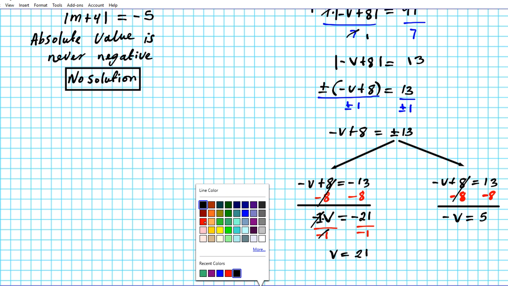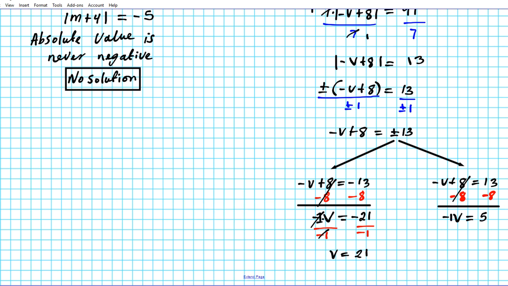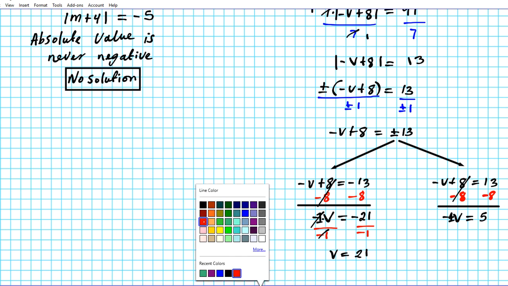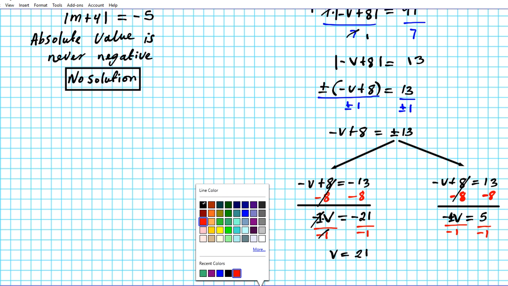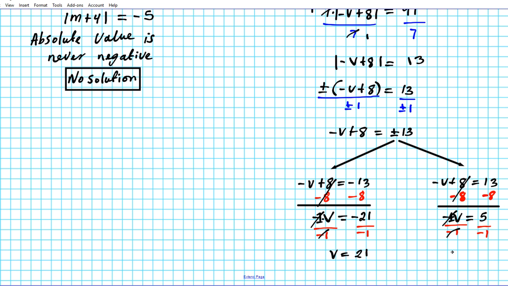To get v isolated, we need to get rid of this negative. There's an invisible 1 right here that's being multiplied by the v. So to get rid of that, we're going to undo it by dividing by negative 1. You can also multiply by negative 1. You will accomplish the same goal. Okay? So you're going to have minus and minus divide out, and then you have v equals 5 divided by negative 1. The signs are different, so it's going to be negative 5. That's your final answer. Alright?